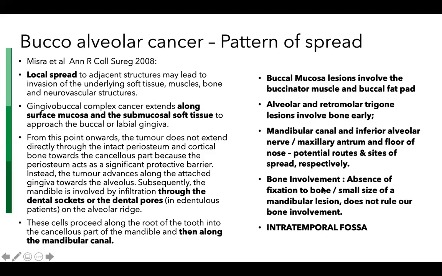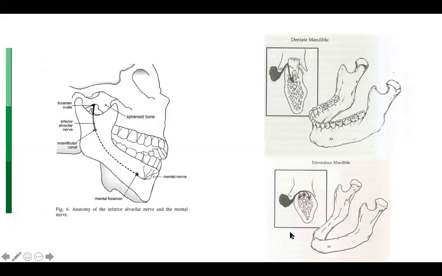Then one very important thing to note is that absence of fixation of bone or small size of a mandibular lesion does not rule out bone involvement. Infratemporal fossa I have already touched upon, and we will discuss it in slightly greater detail later. So this is the mental nerve, which travels through the mandibular canal, the inferior alveolar nerve, and it touches along the medial border of the mandible and then goes across the masticator space to go into the foramen ovale. So this is something that we need to be aware of when we are drawing our targets.